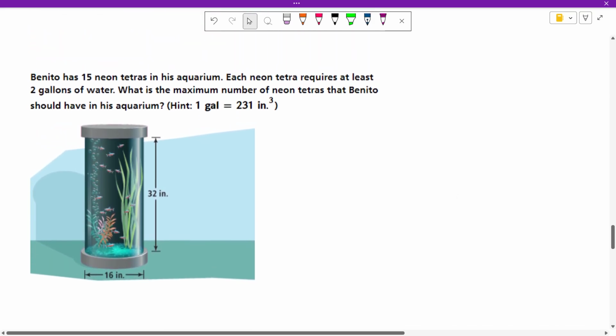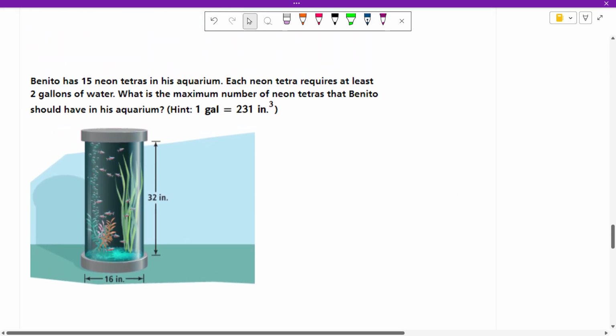Benito has 15 neon tetras in his aquarium. Each neon tetra requires 2 gallons of water. What's the maximum number of neon tetras that Benito should have in his aquarium? Okay. So 1 gallon of water is 231 cubic inches. He has 15 neon tetras. Can he keep all 15 in there, or is he going to kill off some if he puts them in there? What's the volume of this?